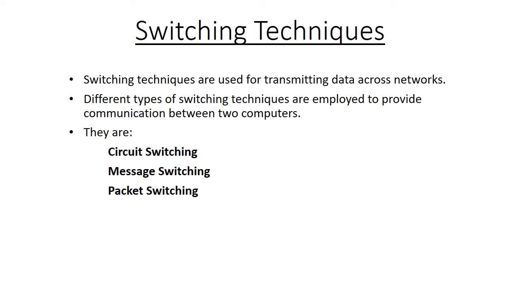Switching techniques. Switching techniques are used for transmitting data across the networks. Different types of switching techniques are employed to provide communication between two computers. And they are circuit switching, message switching, and packet switching.